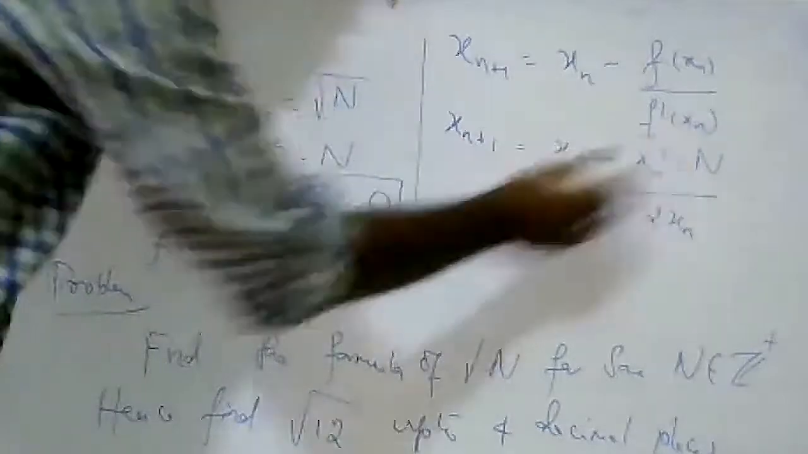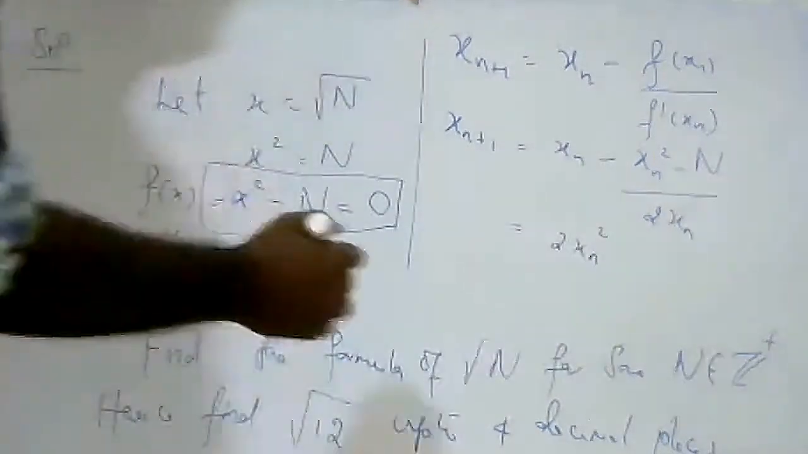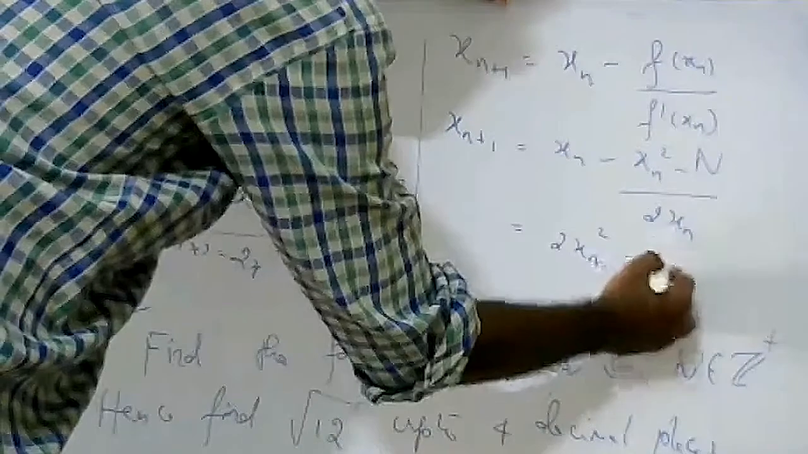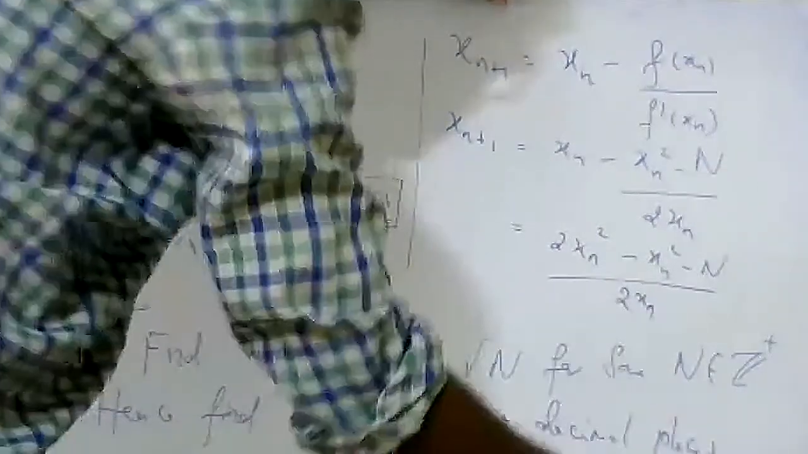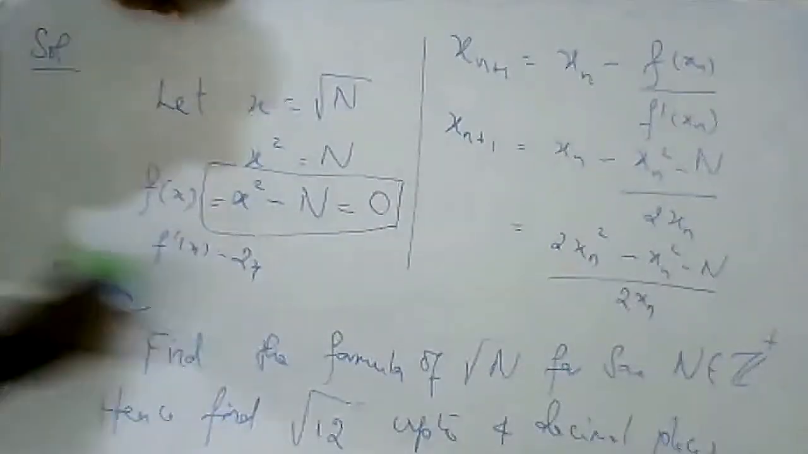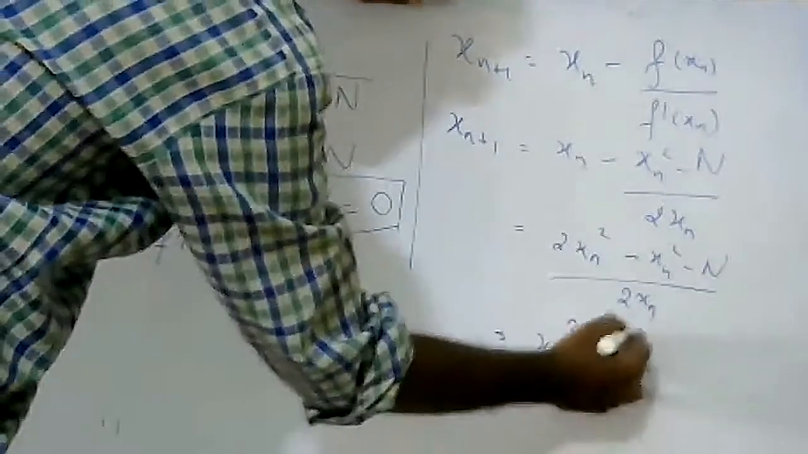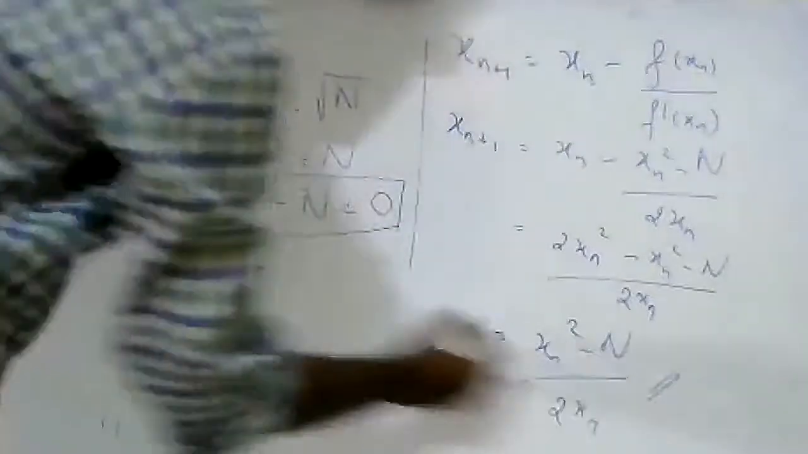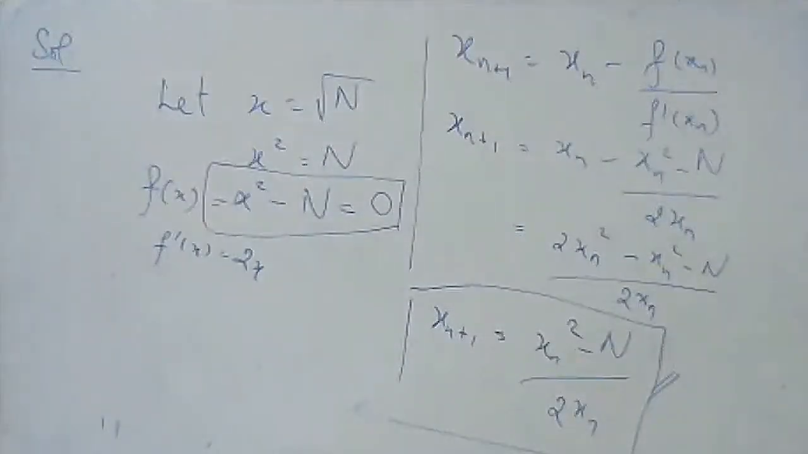Now take the LCM. What do you get? 2xn square minus (xn square minus N), divided by 2xn. Simplifying it, what do you get? xn square plus N divided by 2xn. So this is the formula: x(n+1) equal to xn square plus N divided by 2xn.